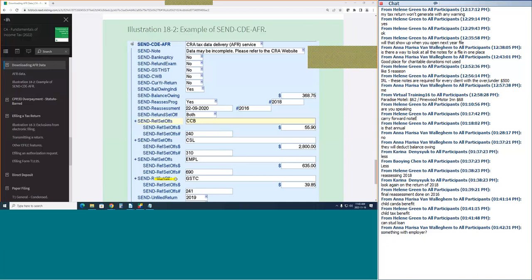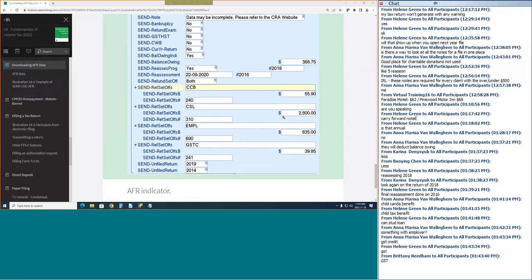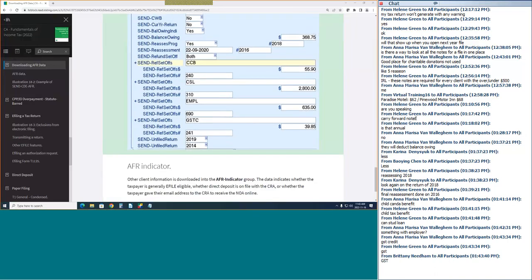What about this one here? This client has a debt to GSTC. What are they having to repay? What benefit did they receive that they have to pay some back for because they had the wrong amount of income? GST. Good. In this case, it probably came from the same reassessment that's caused all this other difficulty. If we changed their income in 2016 and they were getting Canada Child Benefit and they were getting GST, it's going to change all of those things as well. Good. I'm going to keep going down.